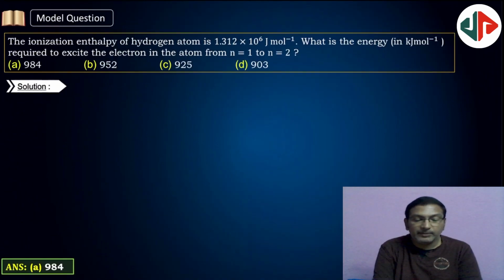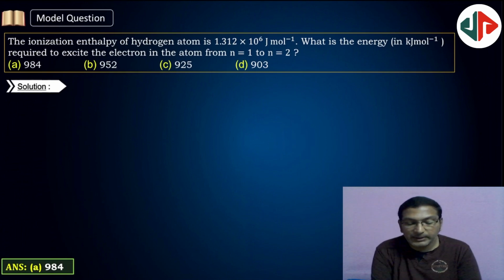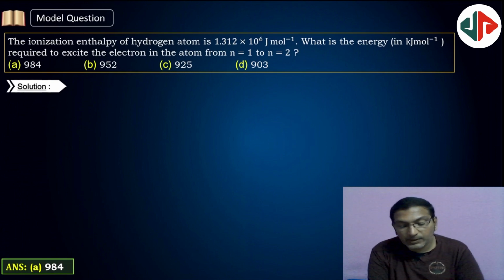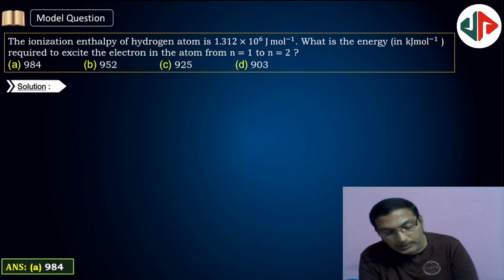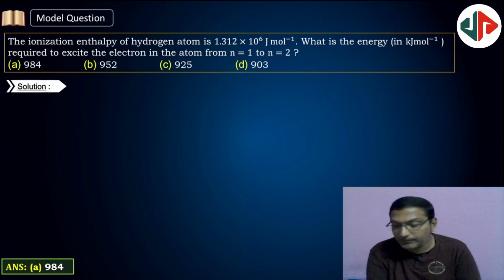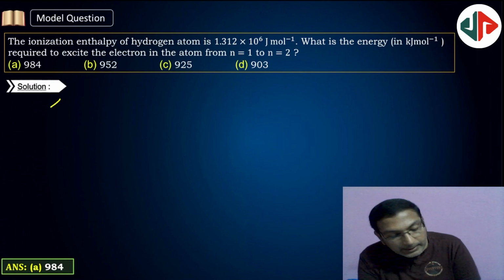Ionization enthalpy of hydrogen atom is 1.312 into 10 power 6 joules per mole. What is the energy required to excite electron in an atom from n equal to 1 to n equal to 2? Excitation energy we must calculate. So n equal to 1 lower energy level, n equal to 2 higher energy level. That means here we can say delta E equal to final minus initial, E2 minus E1.